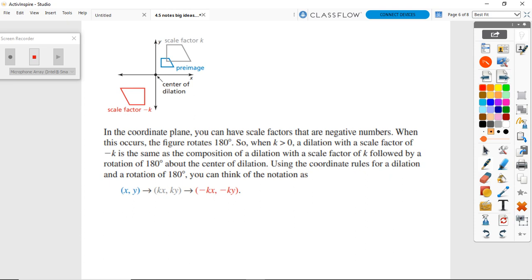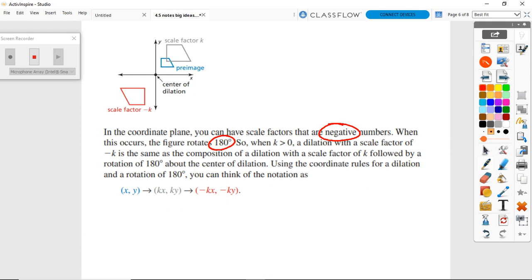In the coordinate plane, you can have scale factors that are negative numbers. Gasp. When this occurs, the figure rotates 180. How cool is that? So when k is greater than 0, dilation with a scale factor of negative k is the same as the composition of a dilation with a scale factor of k followed by a rotation of 180.